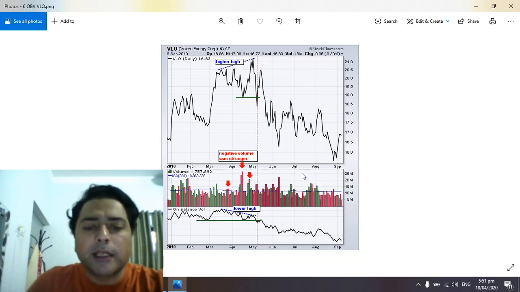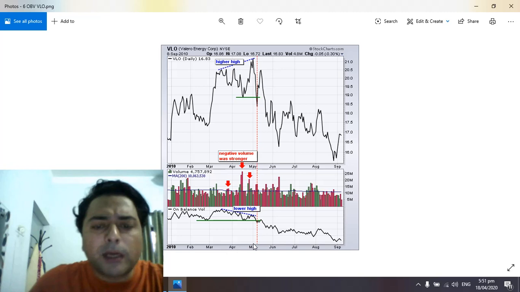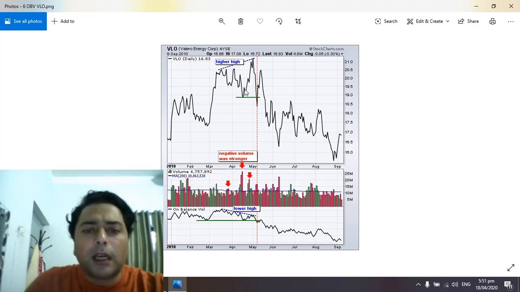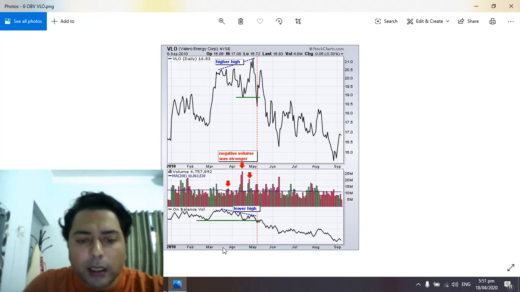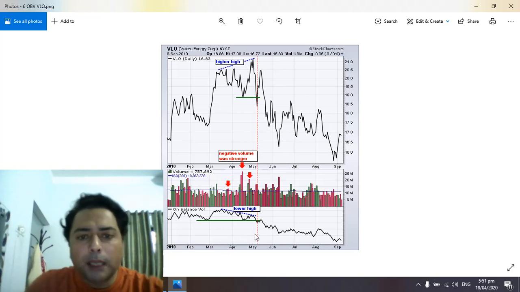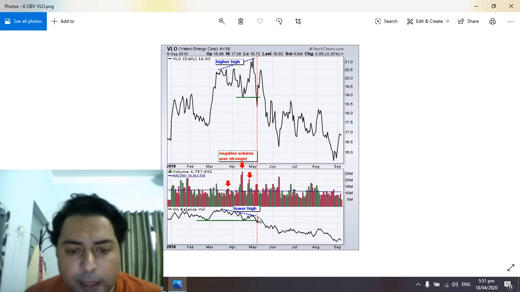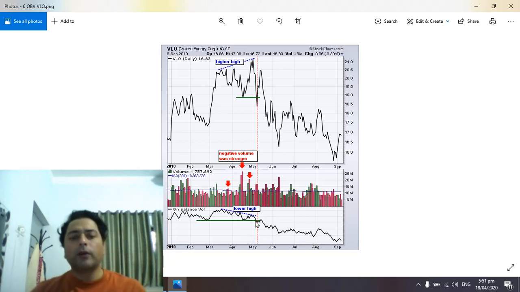Now again a bearish divergence. Valero Energy, you can see there's a higher high in the price chart from mid-March to May, and a lower high in the OBV chart during the same period. But you can see there's a breakout on the OBV chart. The OBV line breaks out in early May and starts a downward trend, and the signal is confirmed, the divergence is there.